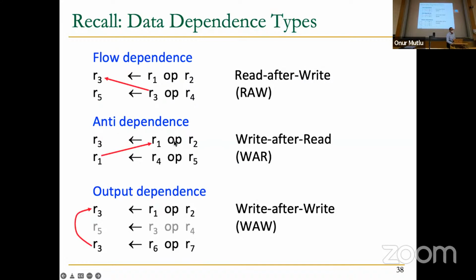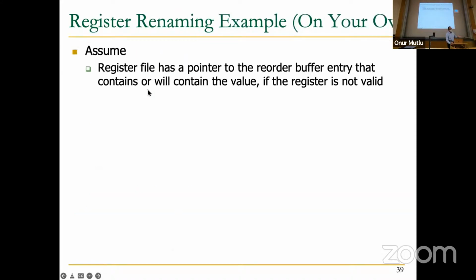Just to jog your memory, we've eliminated these anti-dependencies and output dependencies because these register trees are in different locations in the reorder buffer. But of course, you need to obey the flow dependencies by ensuring that you get the correct value from the correct definition. This is for you to do on your own. We're actually going to do this when we talk about out-of-order execution next week.